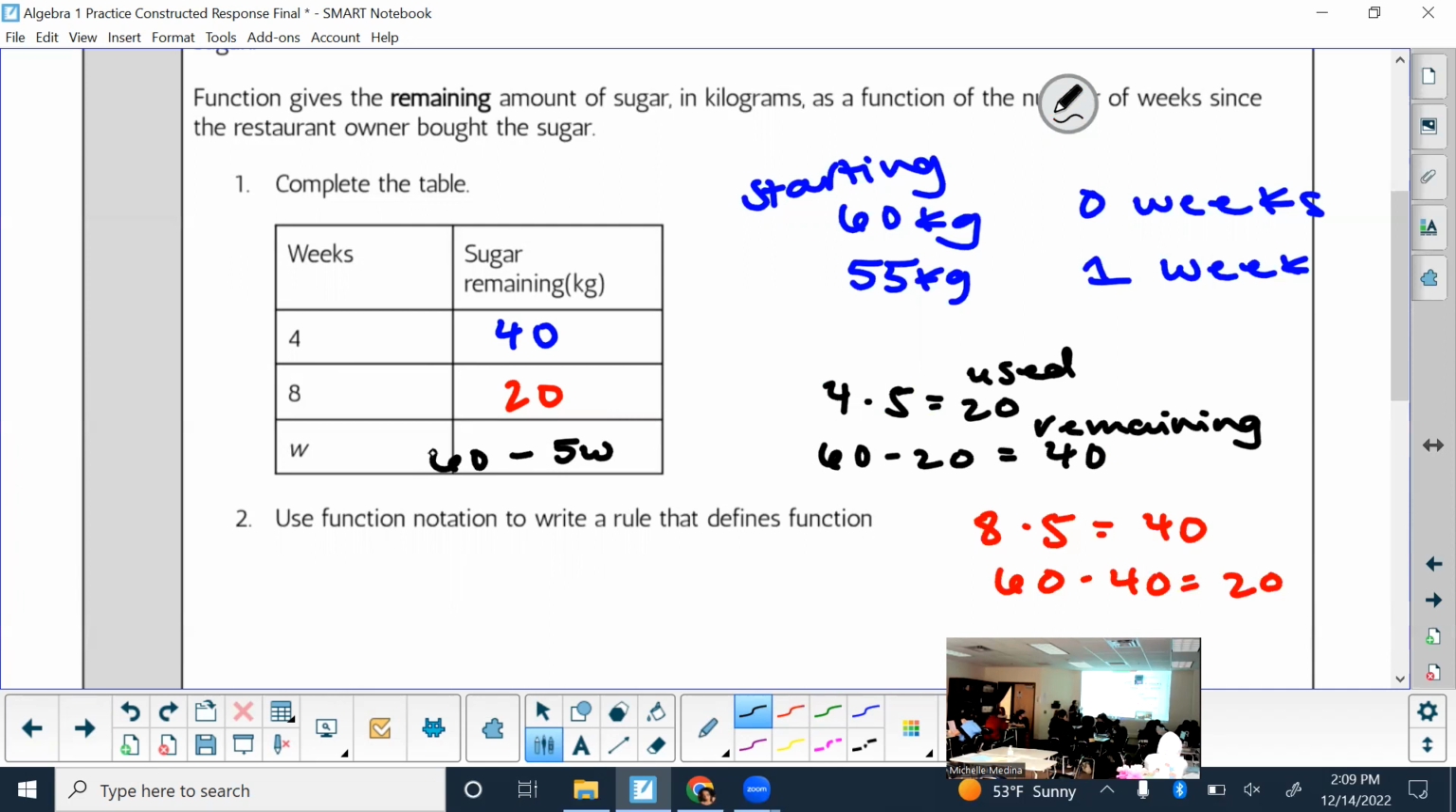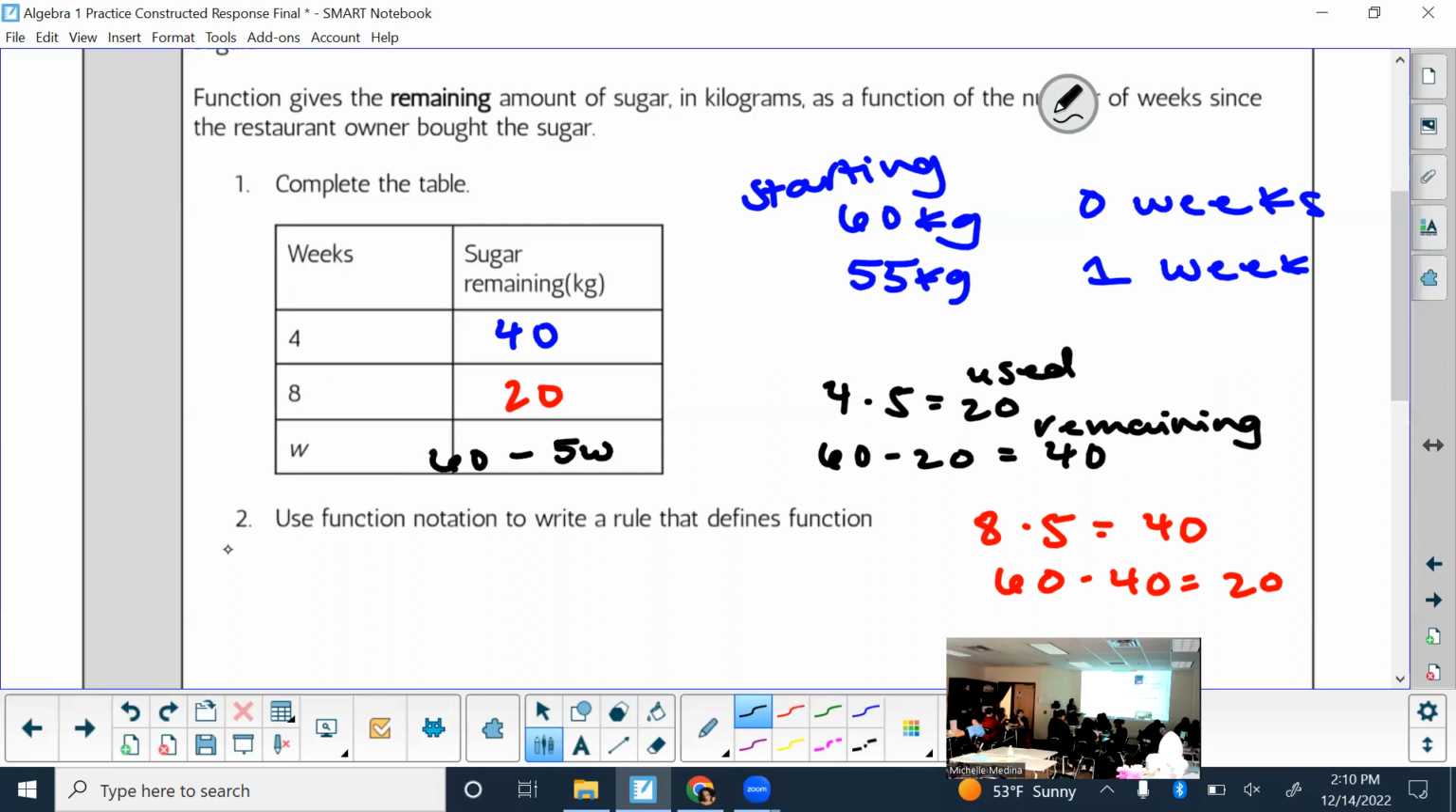Yeah. But now it's in one expression. And we would multiply first anyway, right? So I don't need to put parentheses around here. Then you could. But we would multiply that first and subtract it from the 60. Good? That's what you would do on your final. That's what it wants. The next part says use function notation to write a rule that defines this function.